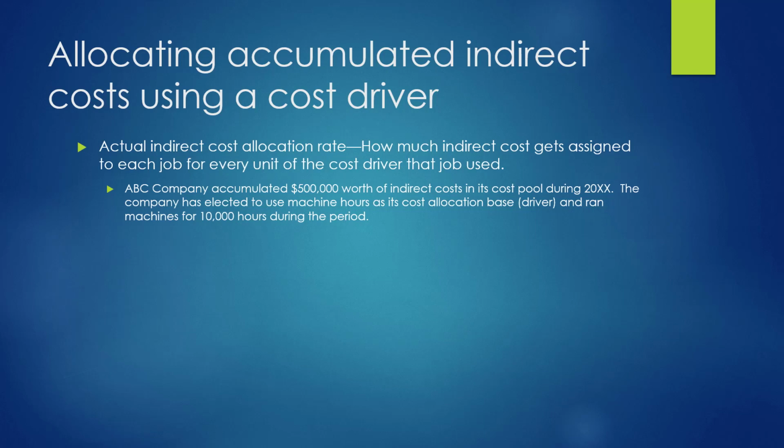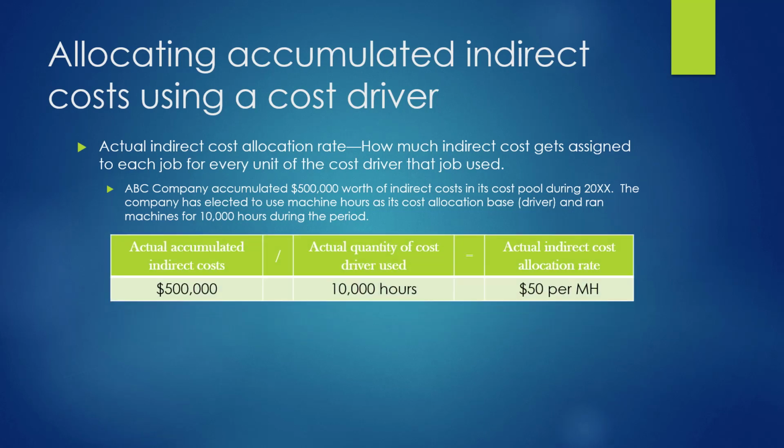So now they've declared machine hours as their driver, they would assign a fair amount of that $500,000 of indirect costs in their pool to each job based upon how many machine hours it took to do that job. Well, if they ran machines for 10,000 hours, at what rate are they going to spread out that $500,000 of indirect costs? You just take your actual accumulated indirect costs, divide it by the actual quantity of the driver that was used across all jobs during the period, and you get your rate. In this case, if they're spreading out $500,000 across 10,000 hours of machine operation, they should be assigning costs out of that pool at a rate of $50 for every machine hour that job required.